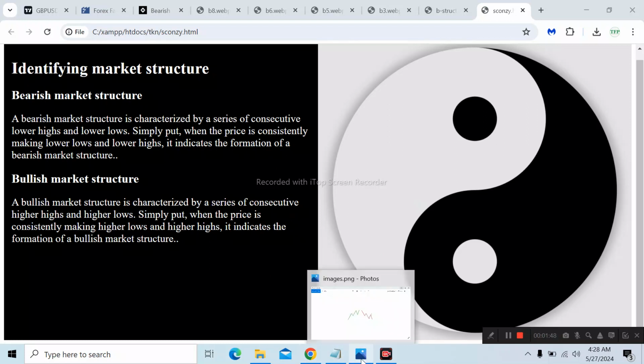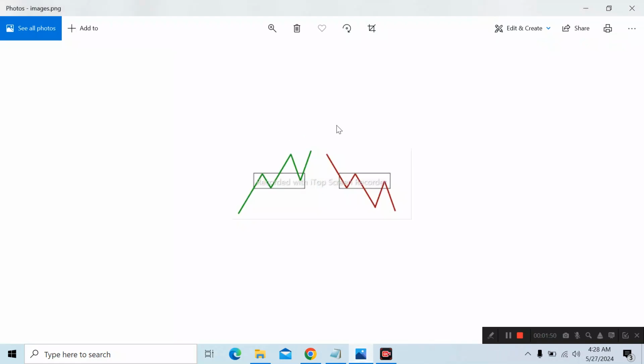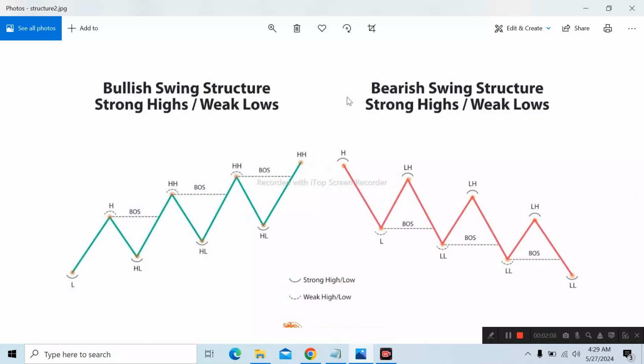Okay, so on our screen we have a simple structure like this. You can see the green here, which signifies the bullish structure. We can see the red here, which signifies the bearish structure. So we can look again on these screens: we have a bullish swing structure, which is strong highs and weak lows, and we have a bearish swing structure, which is strong highs and then still weak lows.